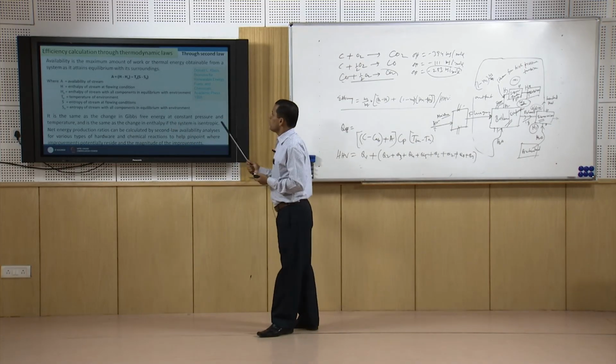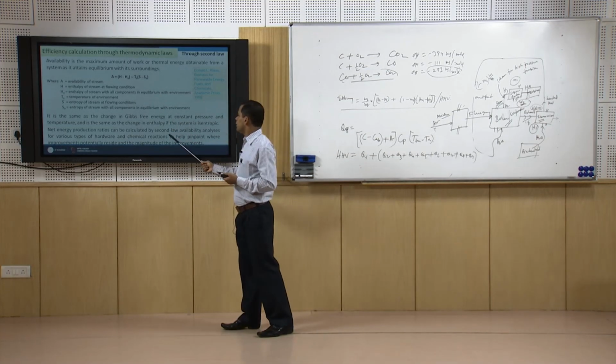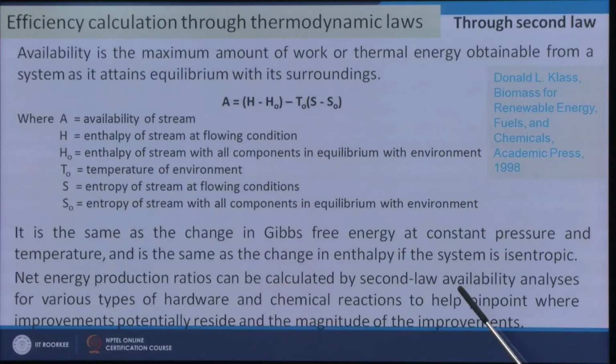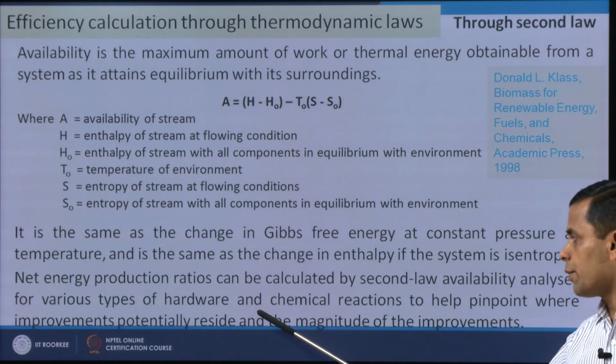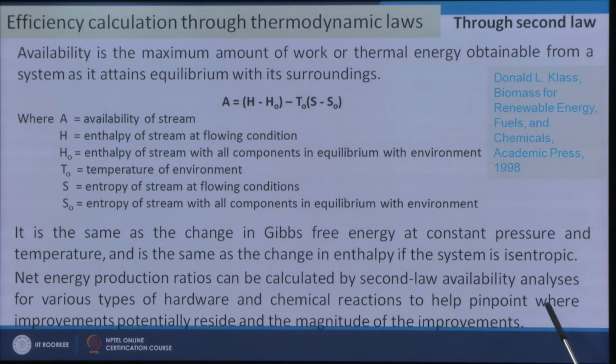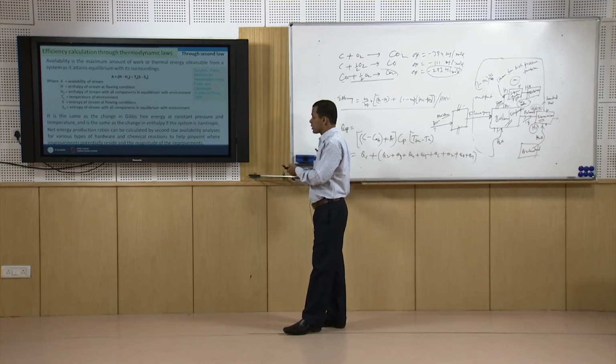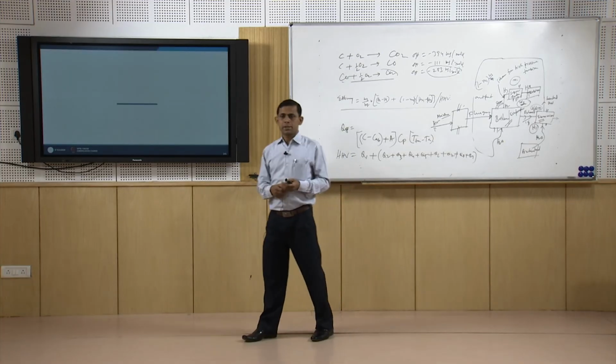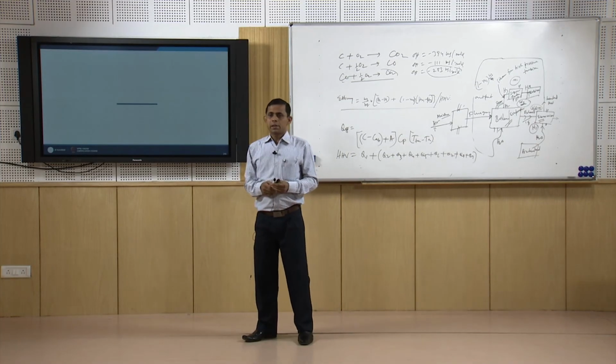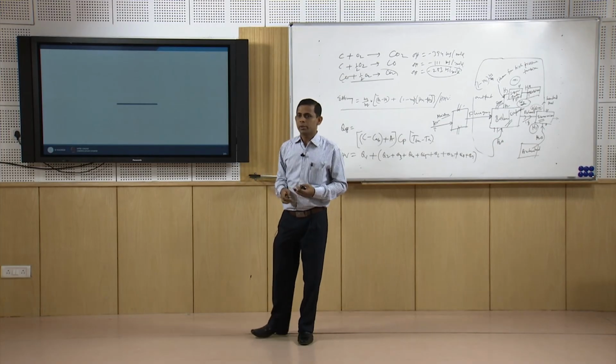So, the second law gives us availability analysis, and the net energy production ratios can be calculated by second law availability analysis for various types of hardware and chemical reactions, to help pinpoint where improvements potentially reside and the magnitude of the improvements, meaning where we can put more effort for improving the efficiency. So, up to this on this module, and thank you very much for your patience.